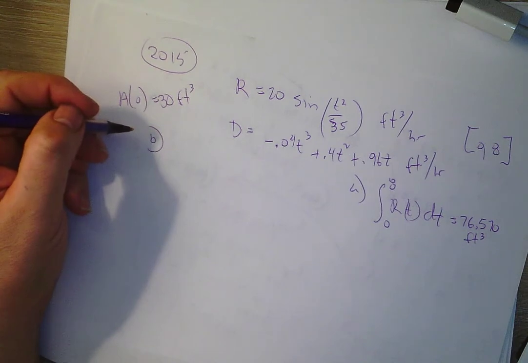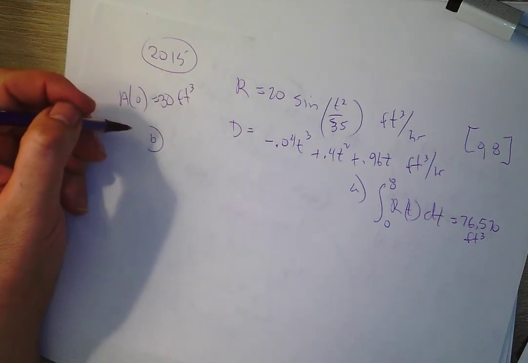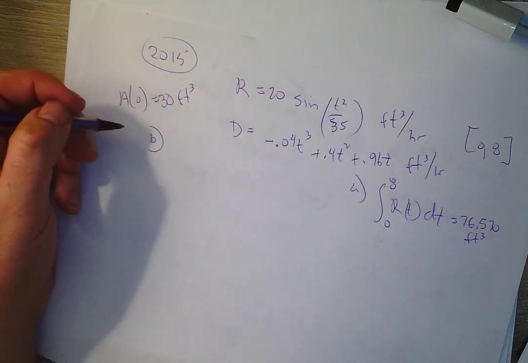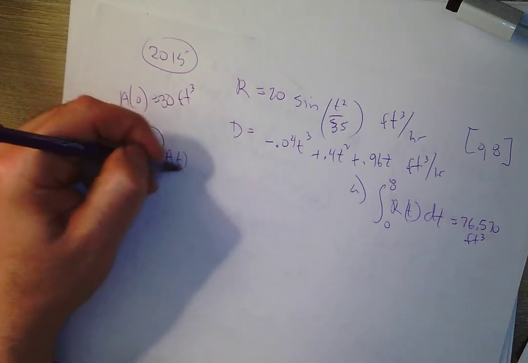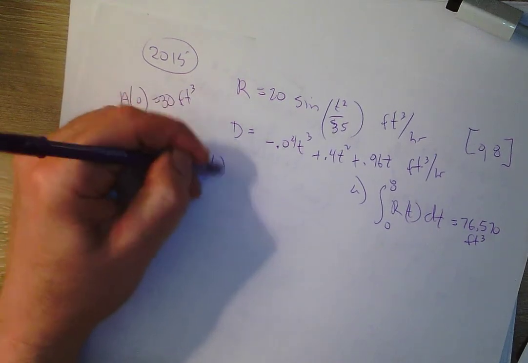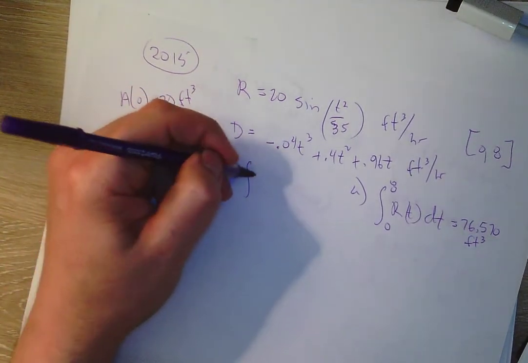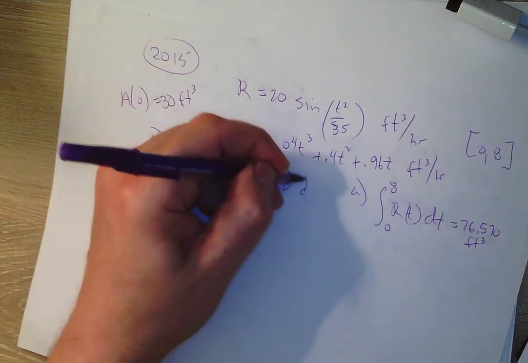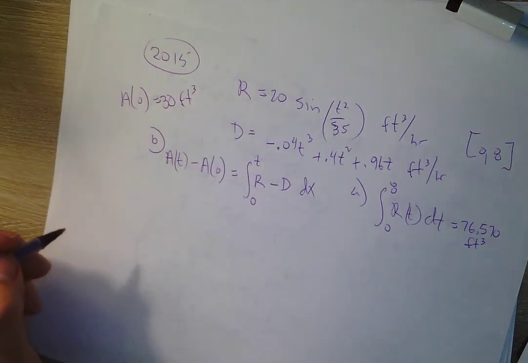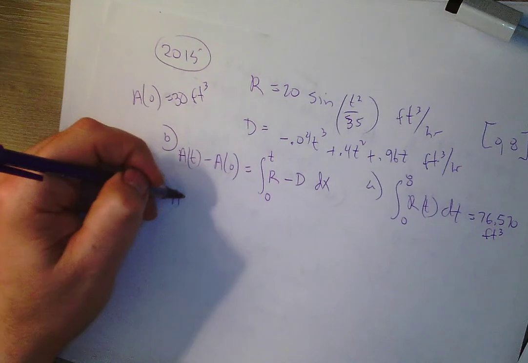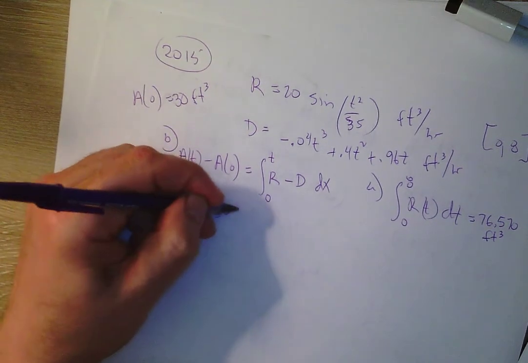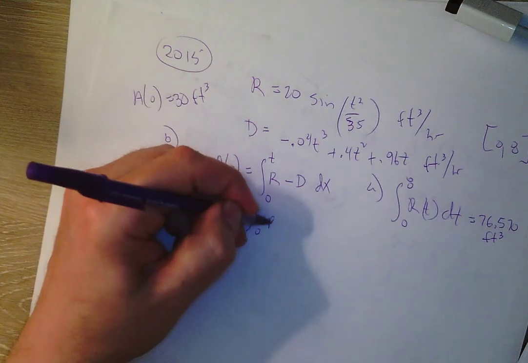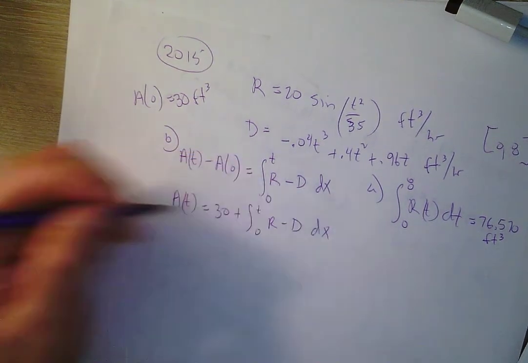B says, is the amount in the pipe increasing or decreasing at time t equals 3? Well, I'm going to make an amount function. A of t minus A of 0 equals the integral of the rate at which it enters minus the rate at which it leaves from 0 to t dx. So my amount function then would be 30 plus that integral from 0 to t of R minus D dx.